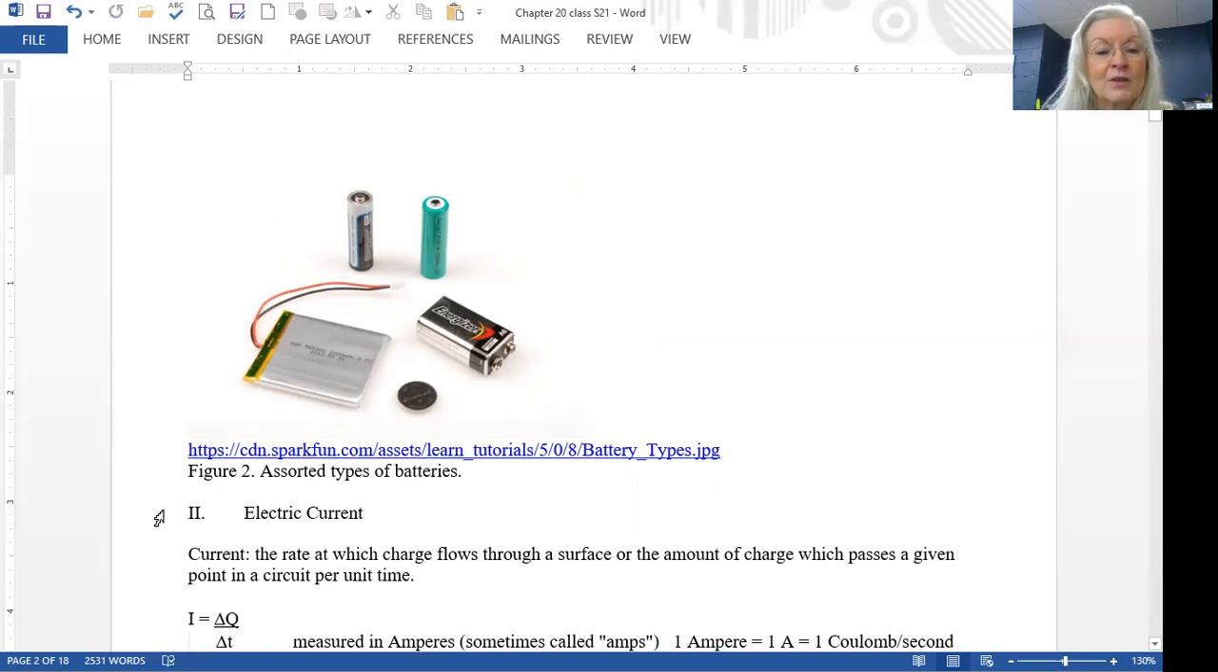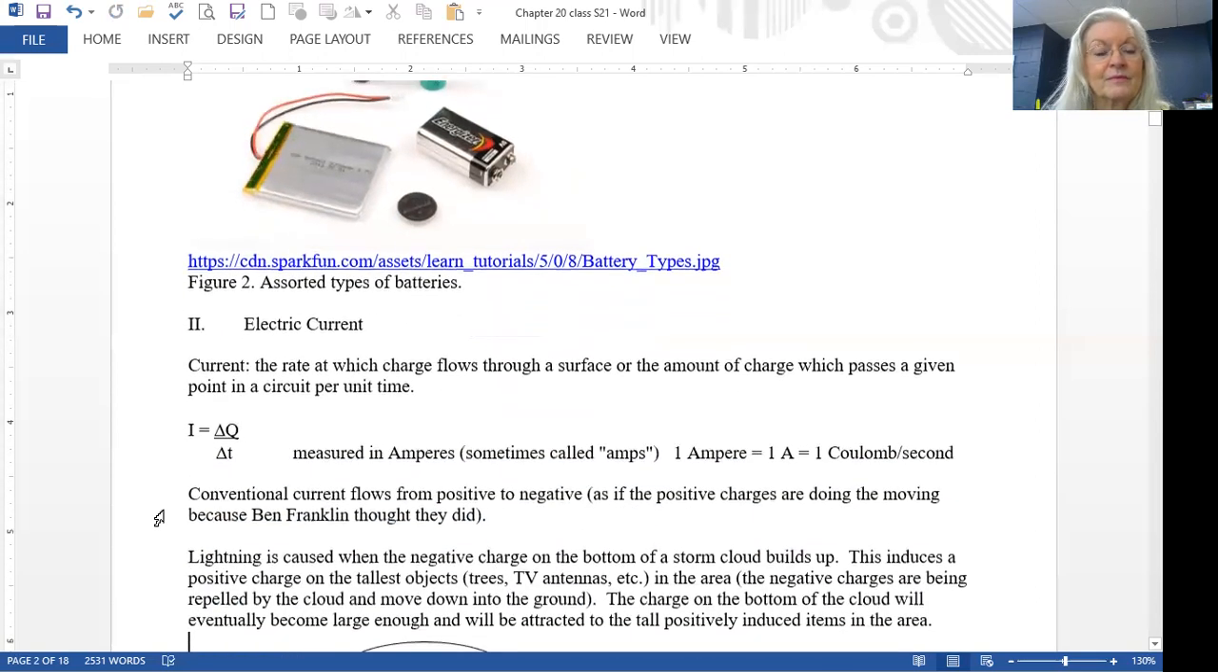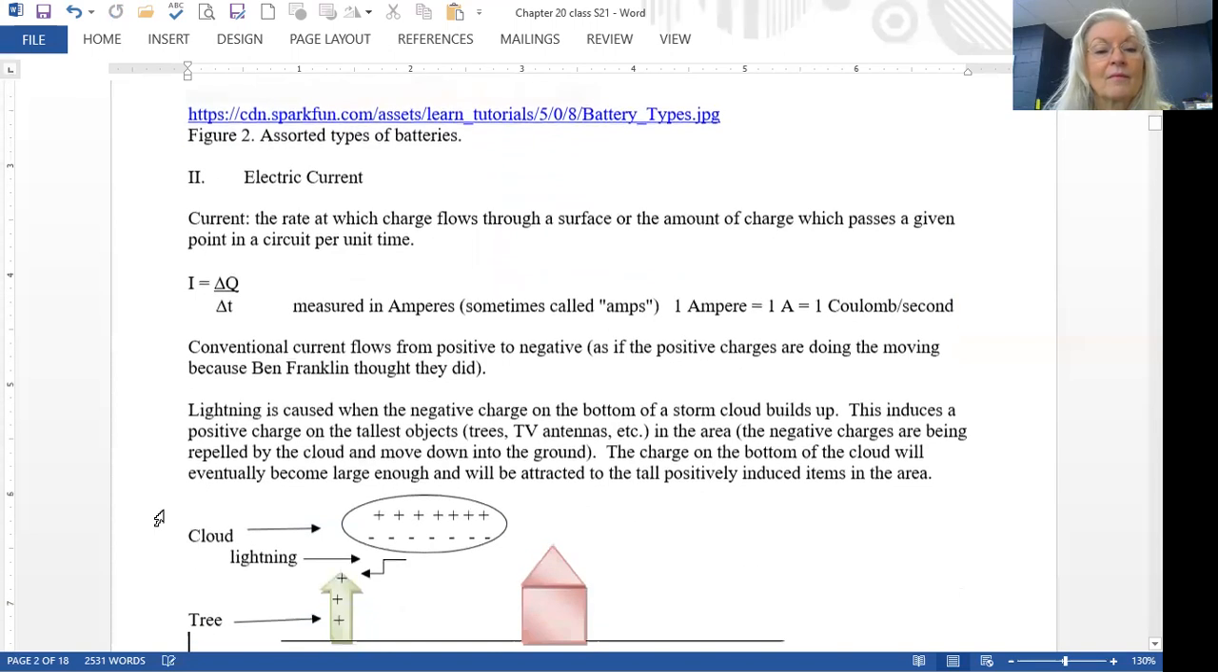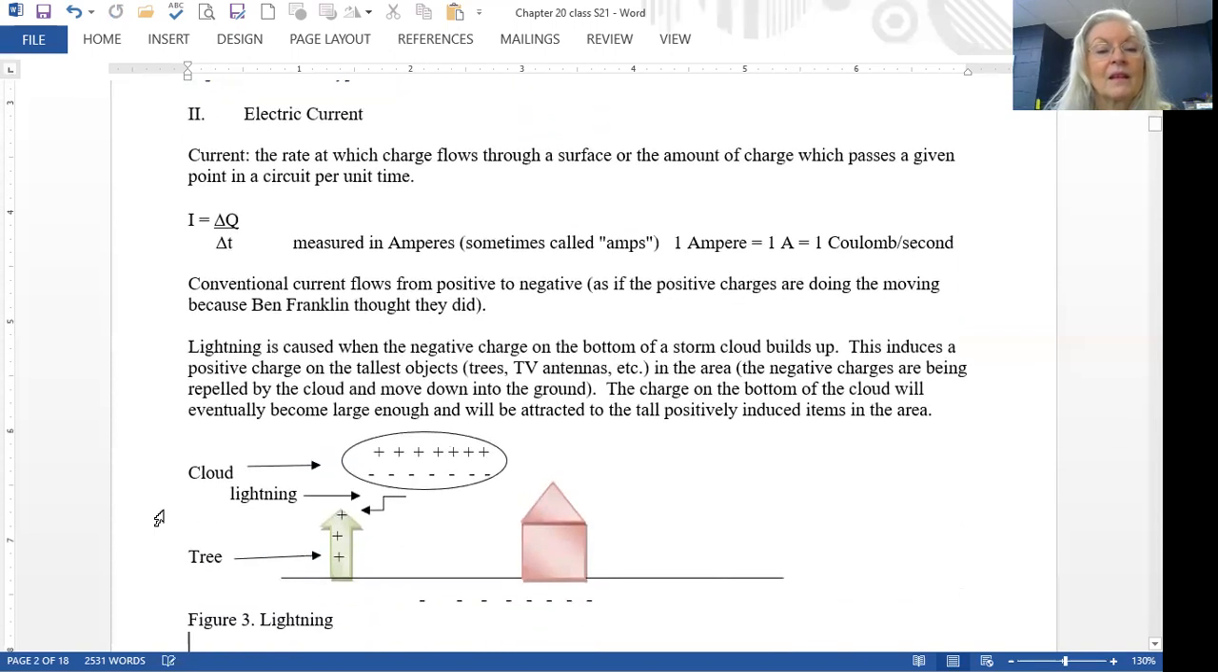So let's move on to electric current. Electric current is defined as the rate at which charge will flow through a surface. So it's the amount of charge divided by the time it takes to do it. So if you had 10 coulombs for your amount of charge and it flowed through in 10 seconds, well, 10 coulombs divided by 10 seconds would give you a current of 1 ampere.